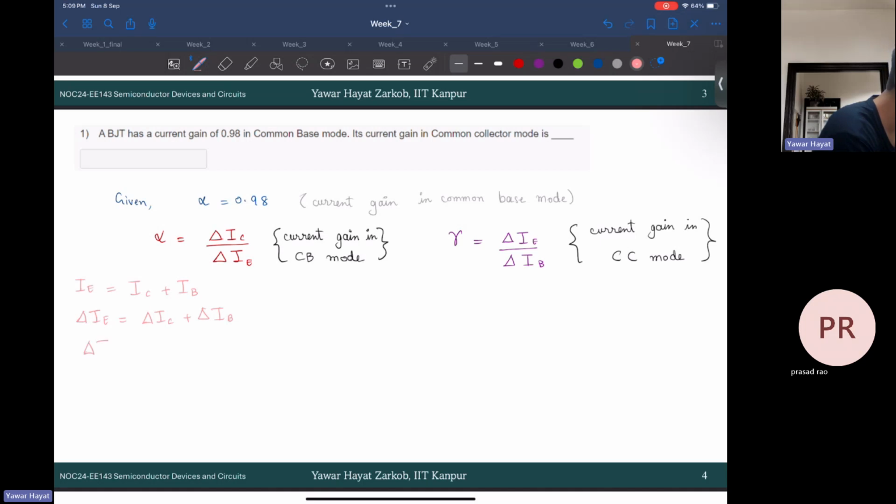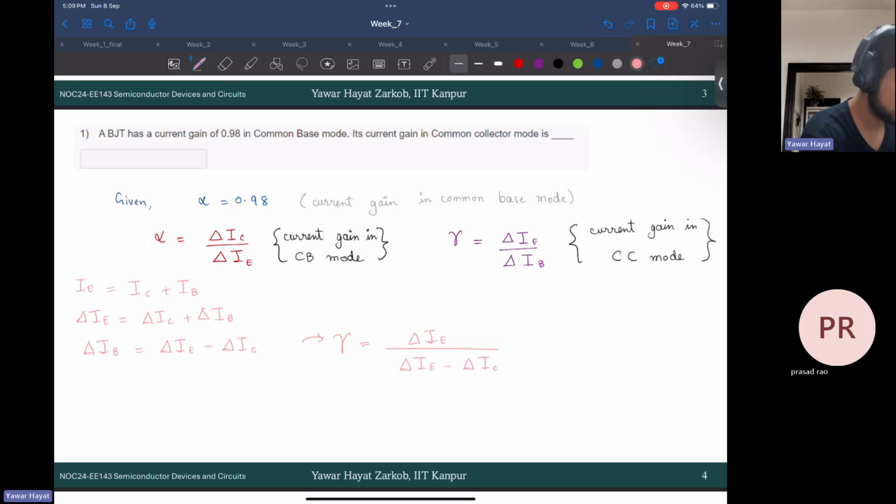This means your delta IB would be equal to delta IE minus delta IC, right? And what about this now? Gamma. Gamma is delta IE by delta IB. I'll replace this by this. Can do that, right? So I can write, this gives me gamma equals delta IE whole divided by delta IE minus delta IC, right?